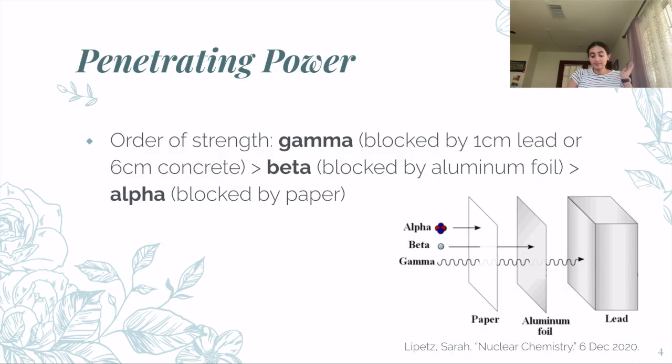All right, so now we're going to talk about penetrating power, which is basically fancy terms for the strengths of the different kinds of radiation. So the strongest, which you see on the bottom, is gamma, and then beta is the next strongest, and then alpha is the weakest kind of radiation. So you can see what each kind of radiation can be blocked by.